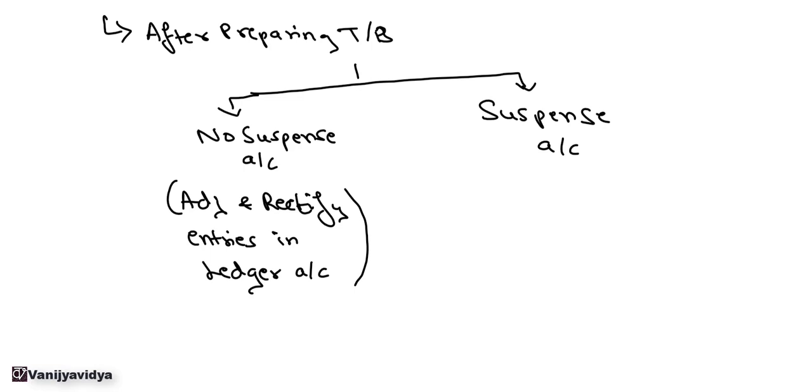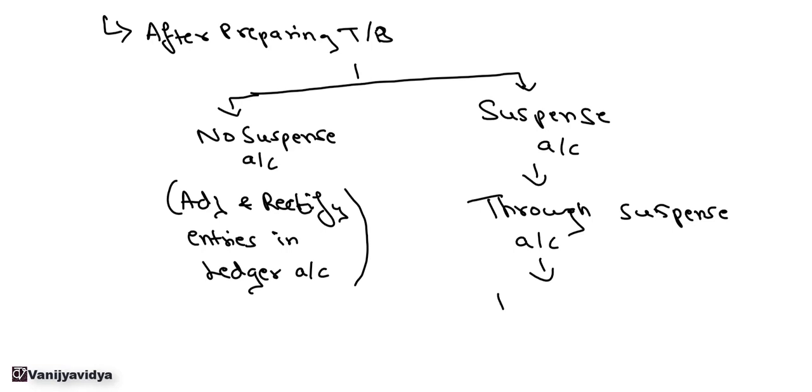Now see if the suspense account is prepared. What we need to do here is, we need to route all the rectified entries through the suspense account. And once all the entries are rectified, the balance in the suspense account should be nil.